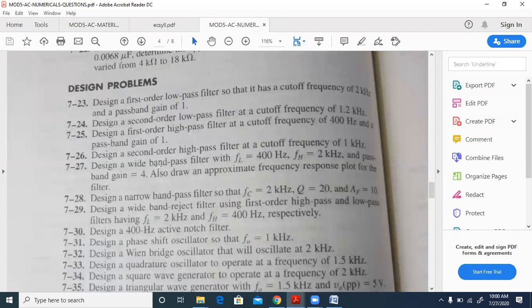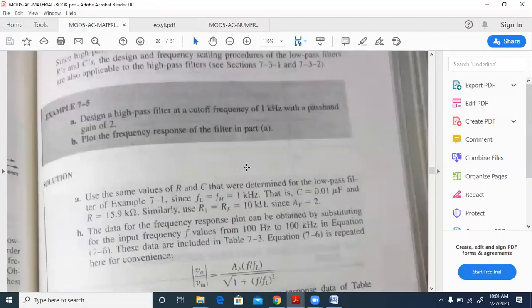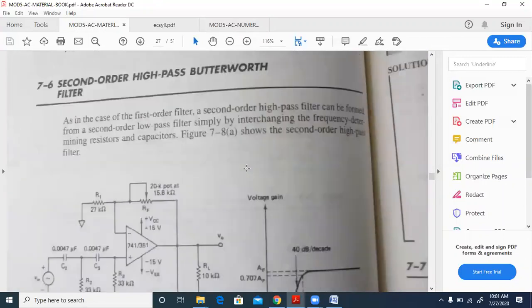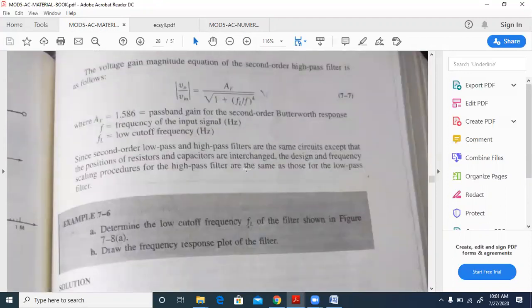Design a second order high pass filter, problem 7.26, at a cutoff frequency of 1 kilohertz. As soon as you say second order, then AF is equal to 1.586 for the Butterworth. Second order high pass filter is here. So AF is equal to 1.586, whether it is low or high. This is the standard value, right?